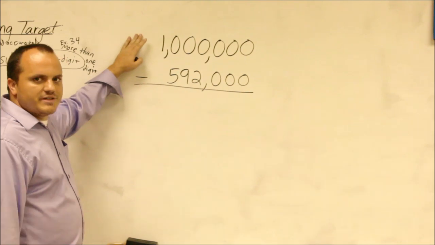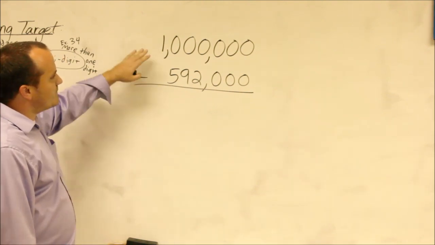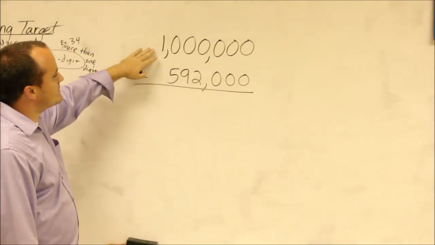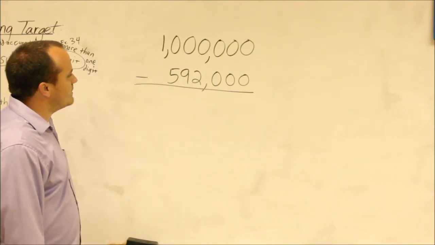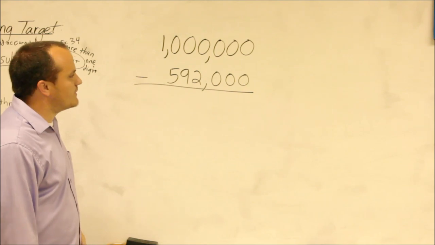9,980. All right, so here we are with another subtraction problem where we have to go all the way across all these zeros and we'll eventually have to borrow just from a single number. My problem says 1,000,000 minus 592,000.